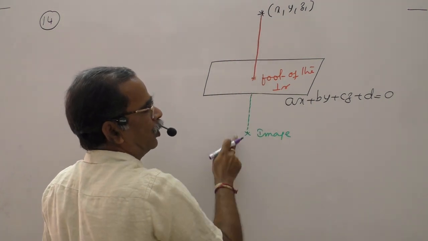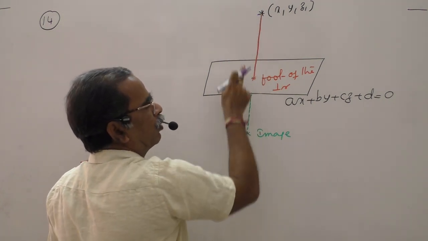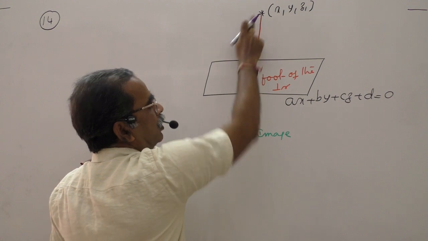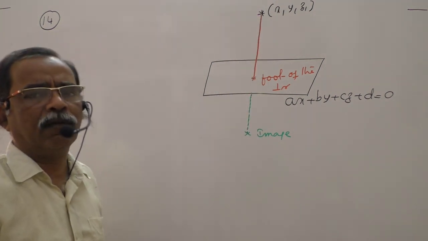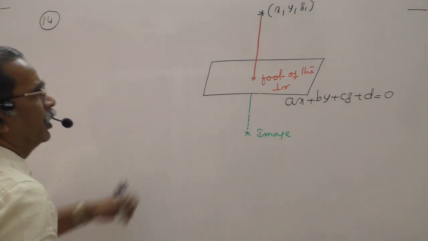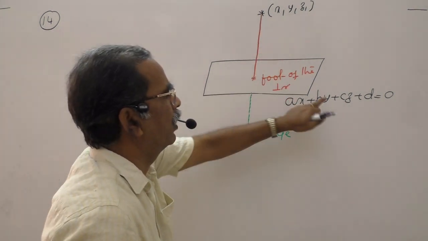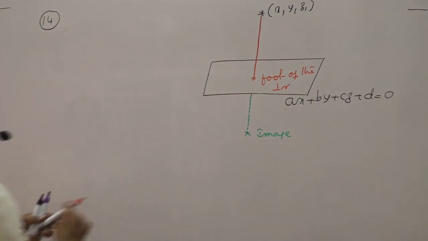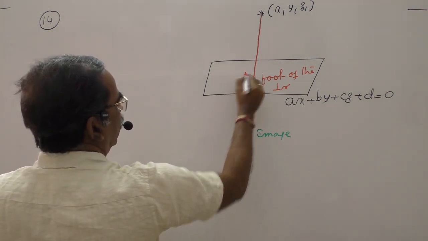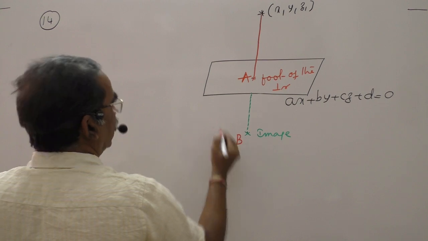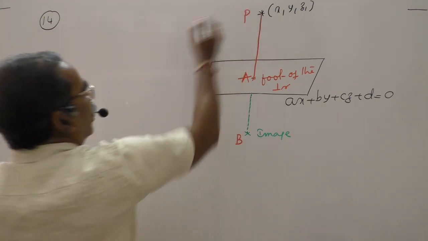Image of this point. This is what? Foot of perpendicular of this point. This is image of this point. Image or reflection. So when the point is x1, y1, z1 and the plane is this, I will denote the foot of perpendicular by A, the image by B, and the given point by P.